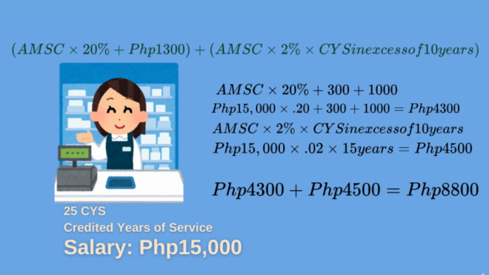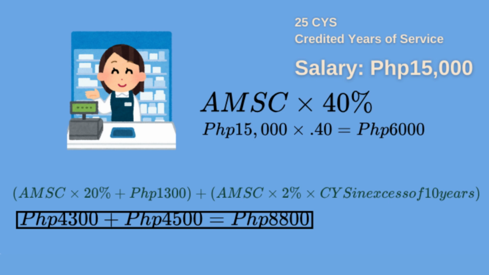This time using the second formula, let's compute for Elsa's estimated regular monthly SSS pension. That is 40% of the average monthly salary credit, or AMSC, which equals 6,000 pesos. Now since the first formula has generated a higher amount, Elsa's estimated regular SSS pension shall be 8,800 pesos.